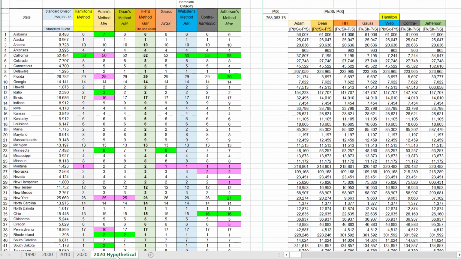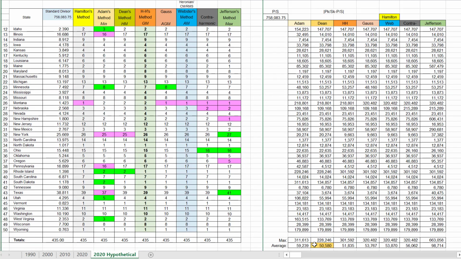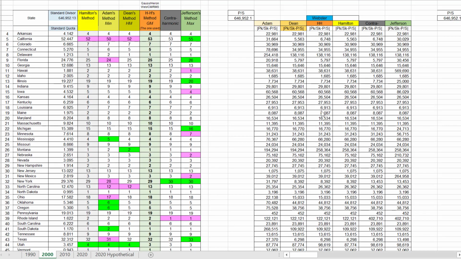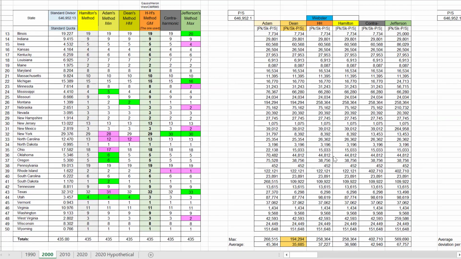If I look at the 2020 hypothetical, same thing. Dean's got the minimum there. And looking at 2000, okay, same thing, Dean will win.